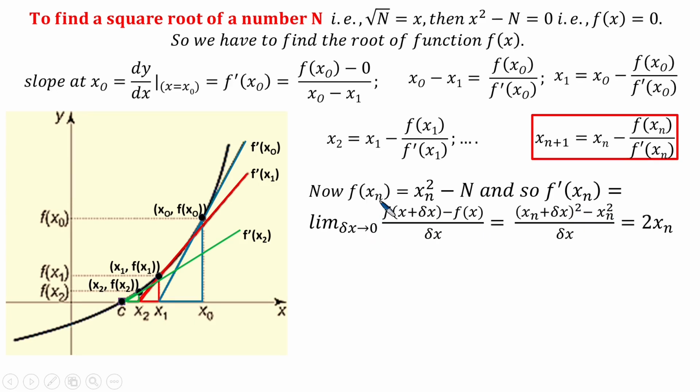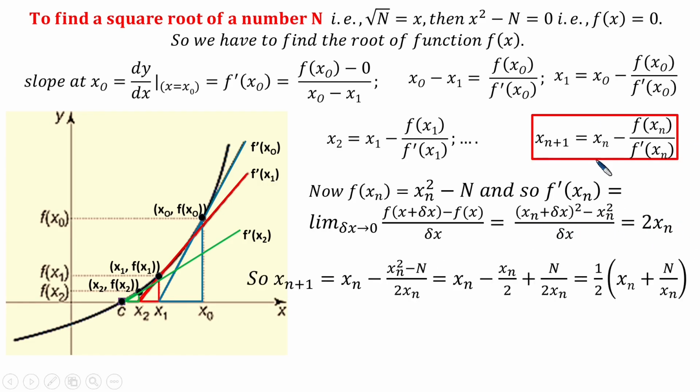So we are doing this at the position xn. Now you expand: xn square plus 2xn delta x plus delta x square minus xn square. The xn square terms get cancelled, and you remain with 2xn delta x plus delta x square. Taking the limit of delta x tending to 0, only 2xn delta x remains, delta x and delta x cancel, so you have 2xn. Just solve it. This is very trivial.